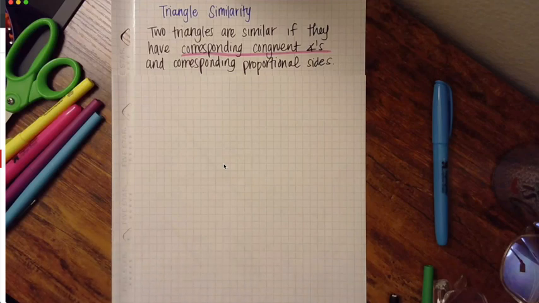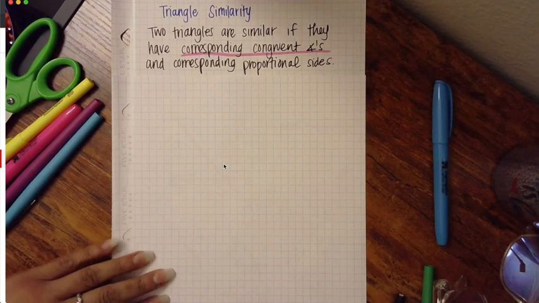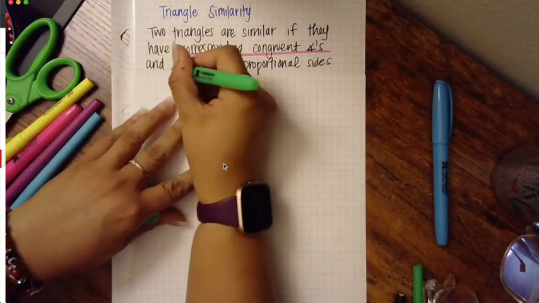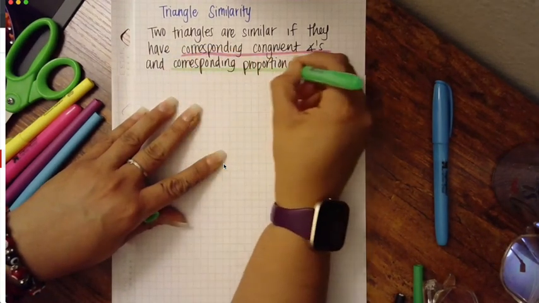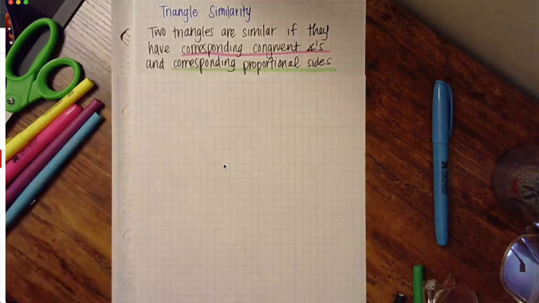So today we're going to be talking about triangle similarity. In order for us to talk about triangle similarity, we must make sure that we recognize some of the conditions that need to be there for triangles to be similar. So two triangles are similar if they have corresponding congruent angles and if they have corresponding proportional sides. That means that there's a ratio relationship that is equivalent for both of these sides.